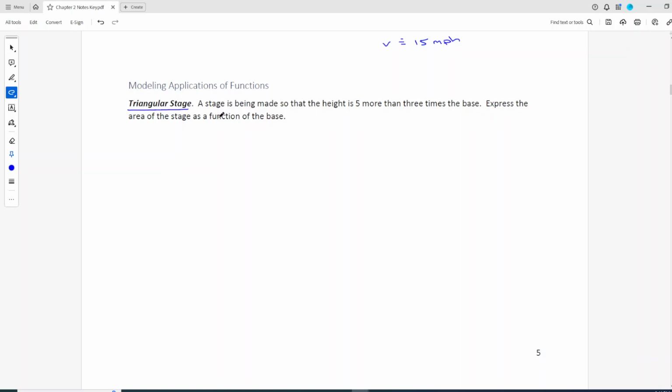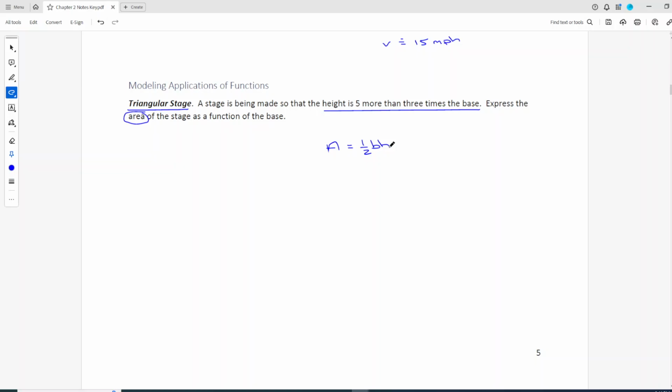And we are going to have a stage being made so that the height is 5 more than 3 times the base. And we're going to express the area of the stage as a function of the base. So the first thing I notice here is, what am I modeling? Well, I'm modeling area. Area of a triangle. So I would look up the equation for the area of a triangle, which is 1/2 base times height.